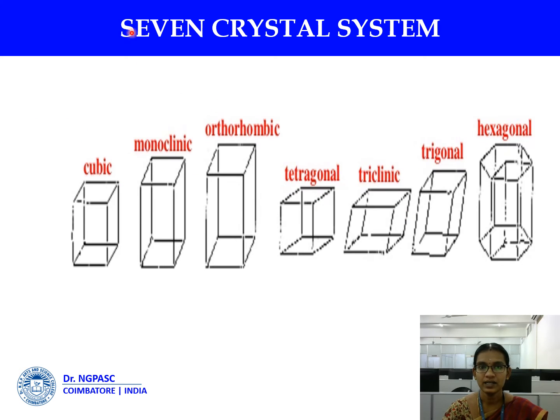Next, we will see the seven crystal systems. First one is cubic, the second one is monoclinic, the third one is orthorhombic, the fourth one is tetragonal, the fifth one is triclinic, the sixth one is trigonal, and the seventh one is hexagonal. These are the crystal structures. If we are preparing any kind of crystal, it must have one of those structures.